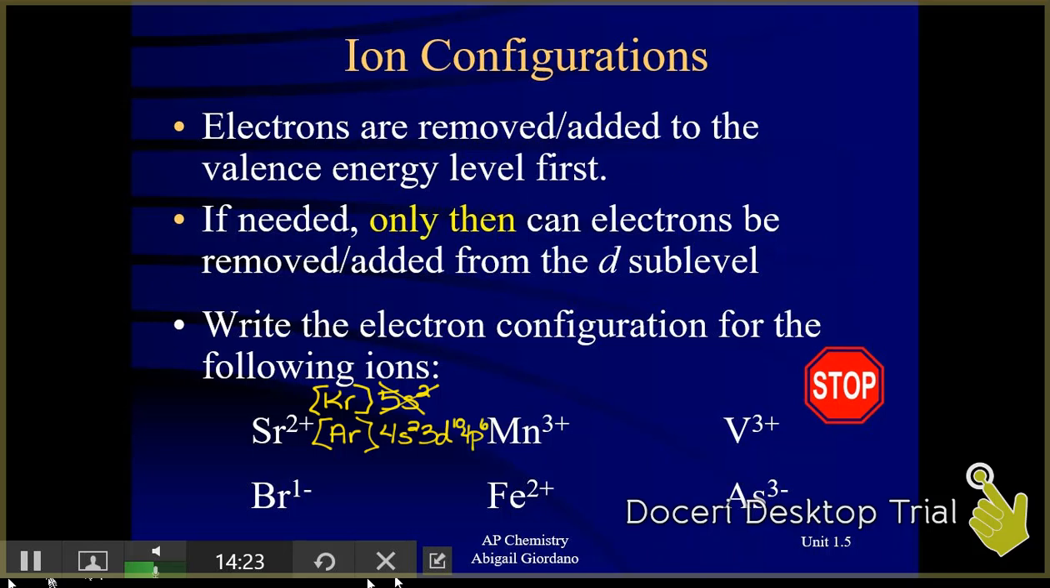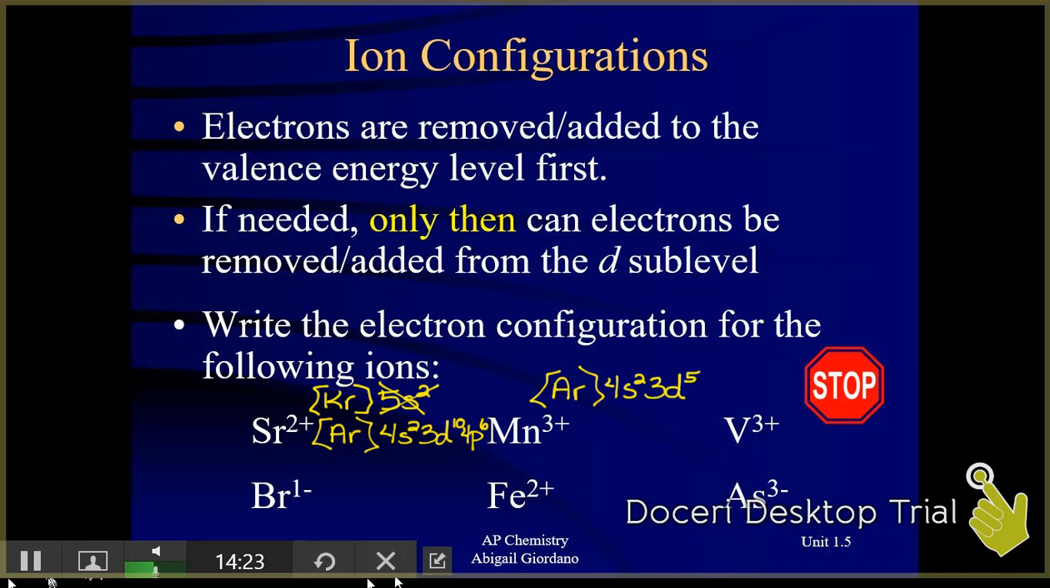Okay, actually, let's do one more together. Let's do this manganese +3. Let's do that one together. Again, I would recommend writing out the configuration for the neutral element first. So neutral manganese has a configuration like this: 4s2, 3d, 1, 2, 3, 4, 5. Okay. A +3 charge means 3 electrons are going to be removed.